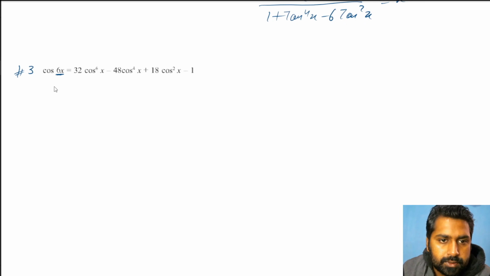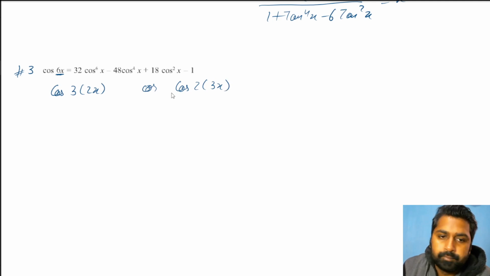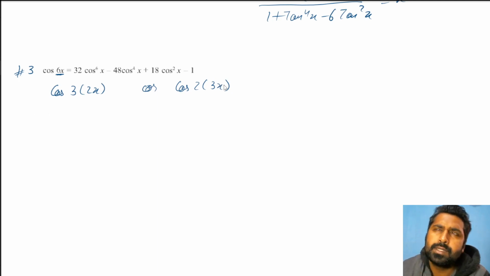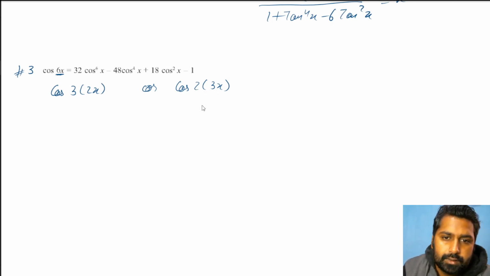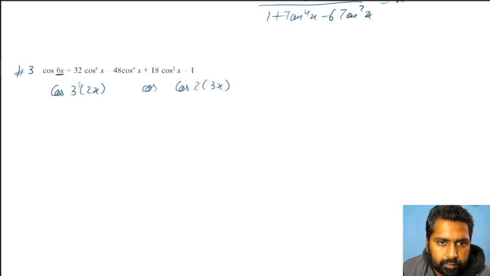So there are two ways to do this question. Either you can write this as cos of 3 times 2x, or you can write cos of 2 times 3x. Any one you can use to open it. I'm using this one. Or we can use this one, 2 times 2 cos square. Both will generate some complication anyways. Let's use this one since I've told this one. You can try the other one on your own. So this is our a.